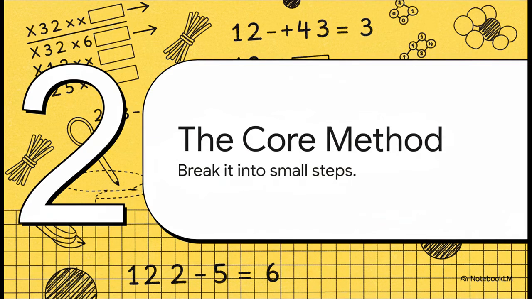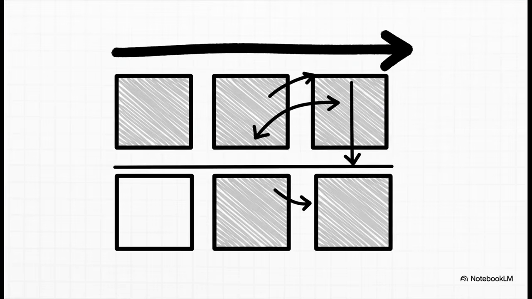Okay, now we're getting to the core method itself. This is where the magic really happens. You're about to see how we turn that one big problem into a bunch of tiny, easy-to-solve multiplication steps. Now listen up, because this might be the most important rule of the entire process. You always, always, always start from the right and move to the left. We're going to multiply that bottom number by each digit on top, one at a time, starting in the ones place.